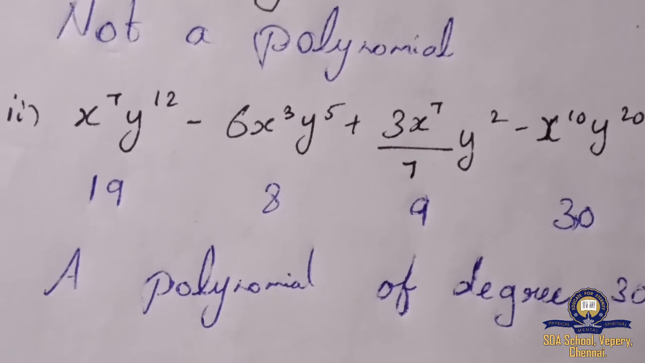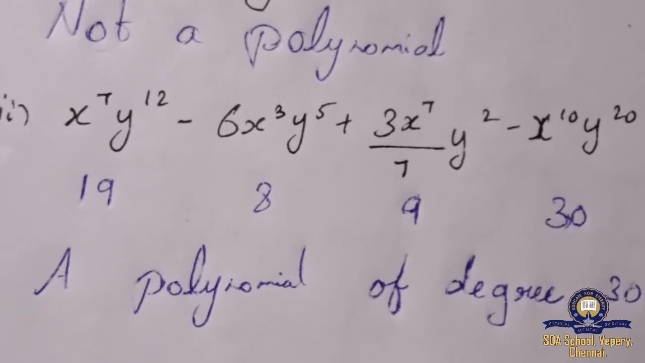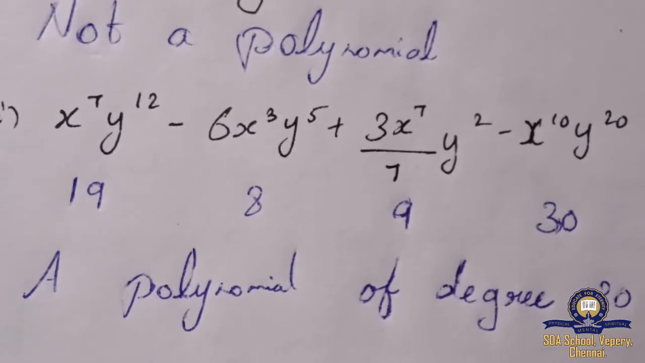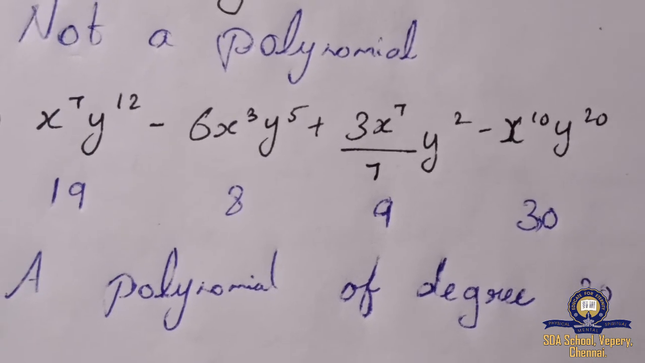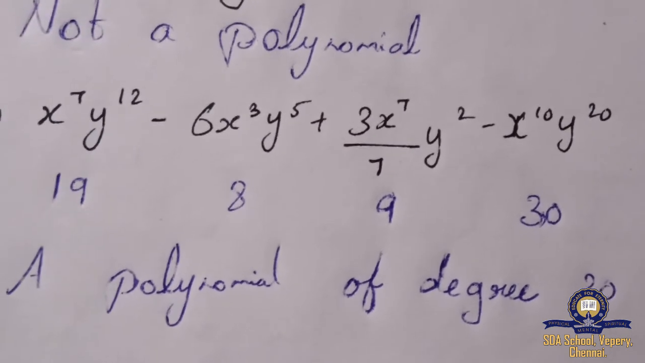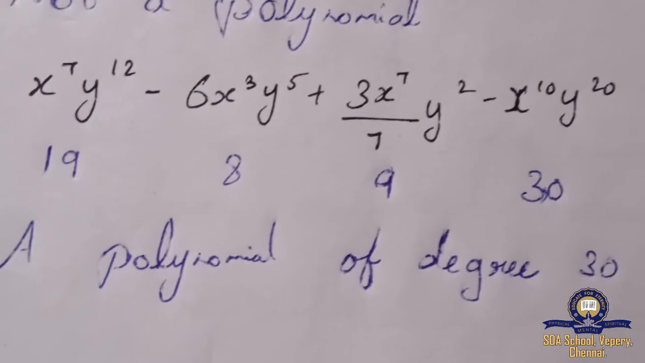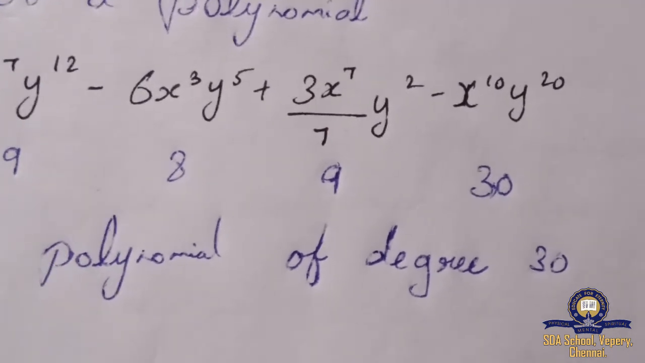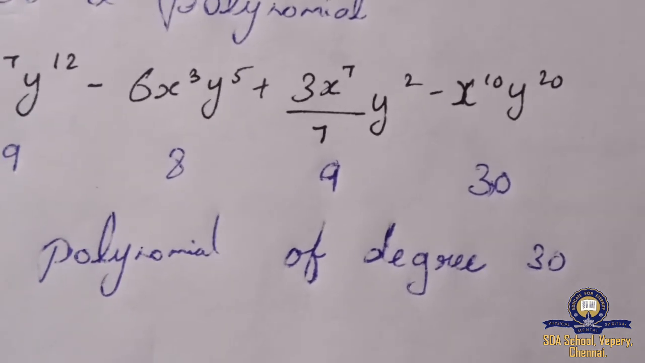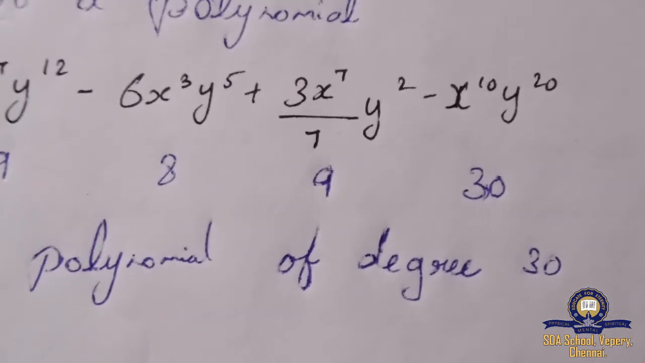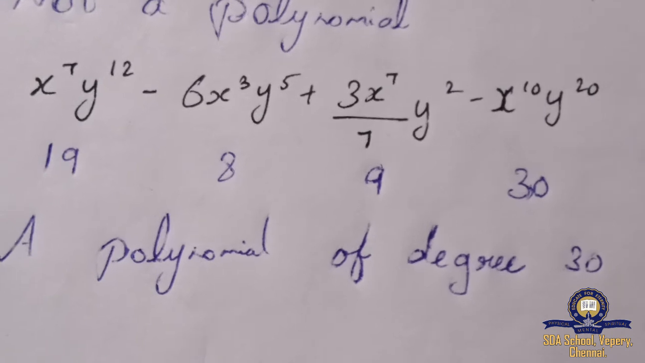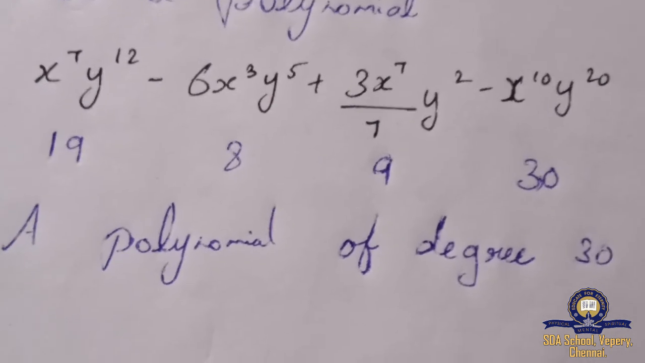In this, first, x to the power 7, y to the power 12, when we add the powers, we get 19. In the second term, the degrees are 3 and 5. So when we add 3 and 5, we get 8. The third term has 7 and 2. So when we add these together, we get 9. And the last term has 10 plus 20, we get 30. So among all these values, the highest is 30. So it is a polynomial of degree 30.